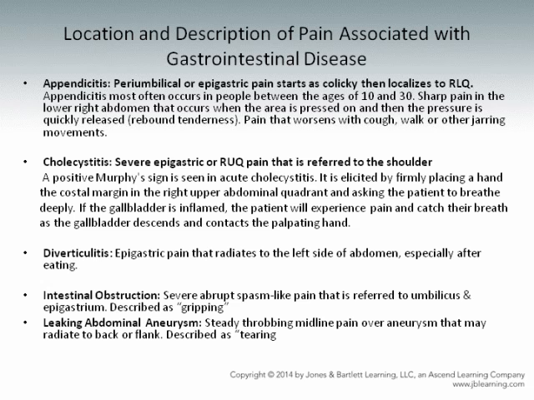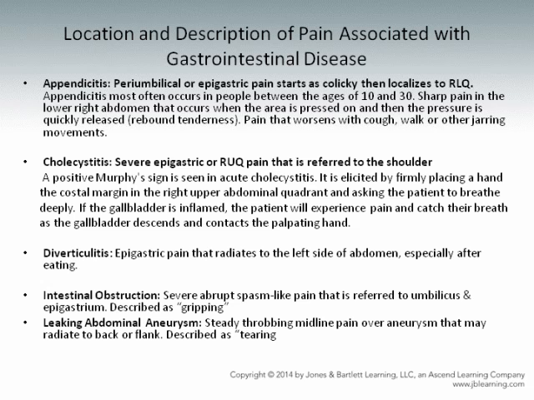GI disease. So you have appendicitis. Usually it's periumbilical, so it starts usually underneath the belly button or in the epigastric region. Sometimes it can start there as colicky, then localizes to the right lower quadrant. It's usually most common in patients between the ages of 10 and 30.